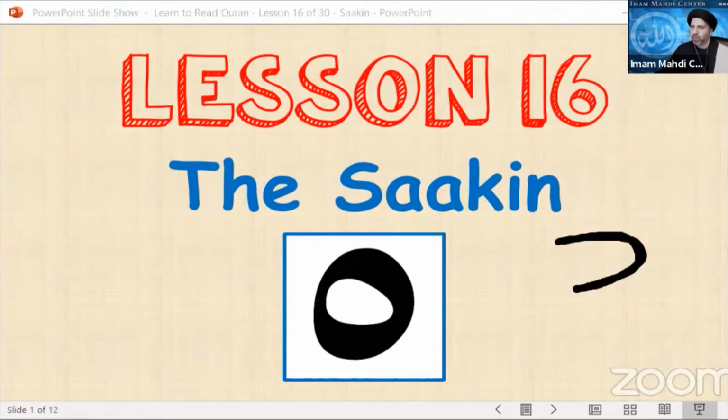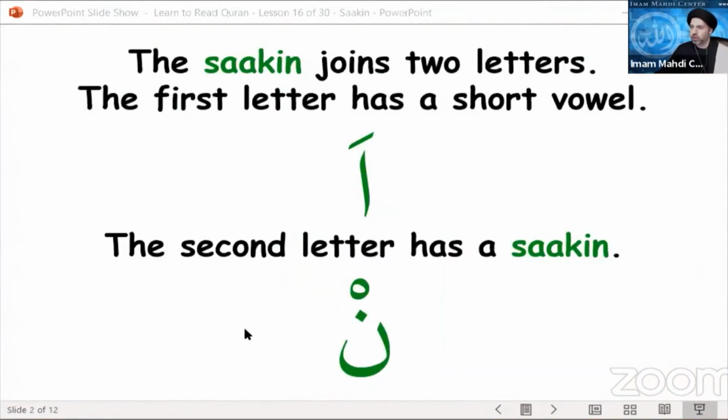So what you will see in the examples to follow and in the print that we're using here for these lessons, it'll be as you see here in this circular form. But in some prints of the Quran, as we said, you will see the Saakin written like this. So just remember to be able to recognize both of them.